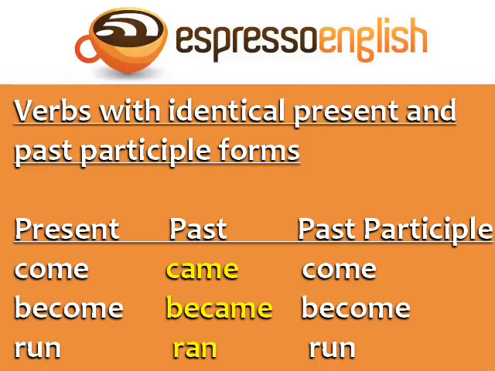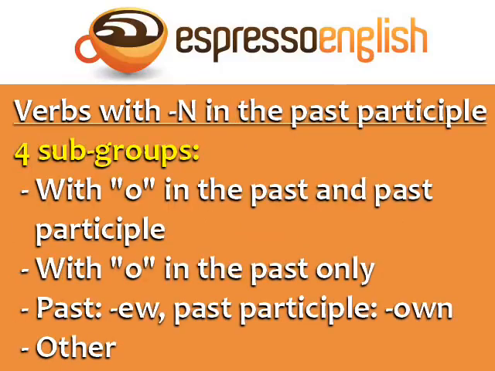The next group is verbs with identical present and past participle forms. The only different form is the past. Come, came, come. Become, became, become. Run, ran, run. A number of irregular verbs have N in the past participle.